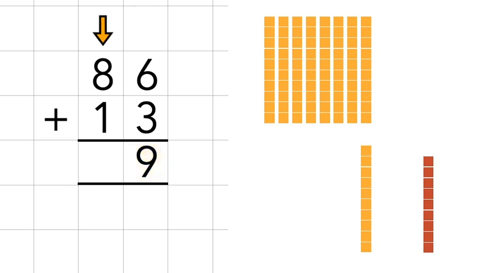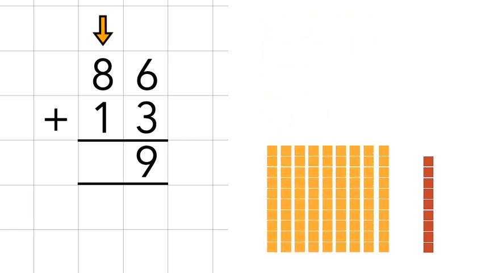Now moving on to the tens column, 8 tens plus 1 ten gives us 9 tens, which is 90, but it's 9 tens, so we put a 9 in that tens column there, meaning the overall answer is 99.